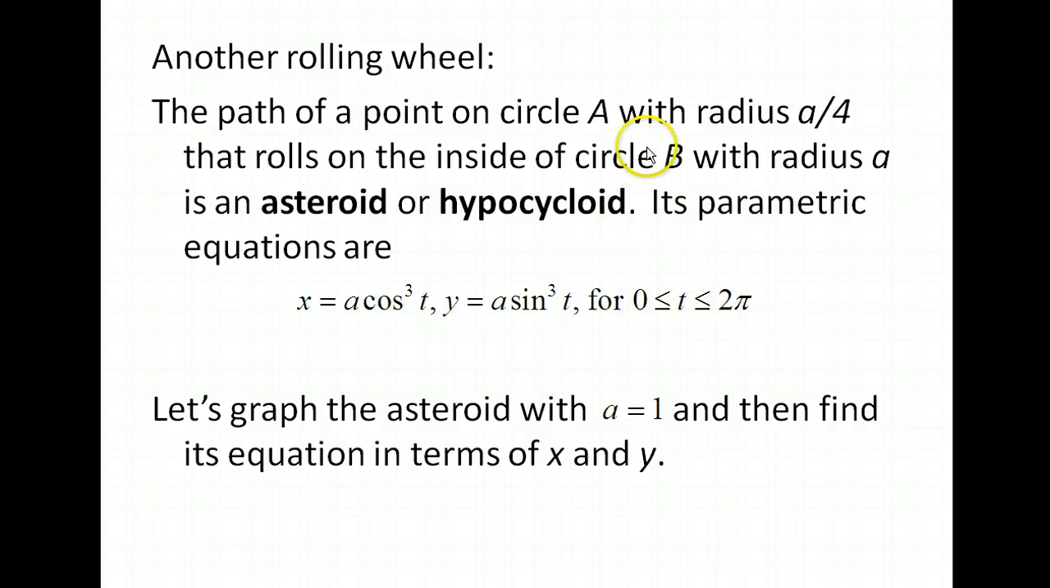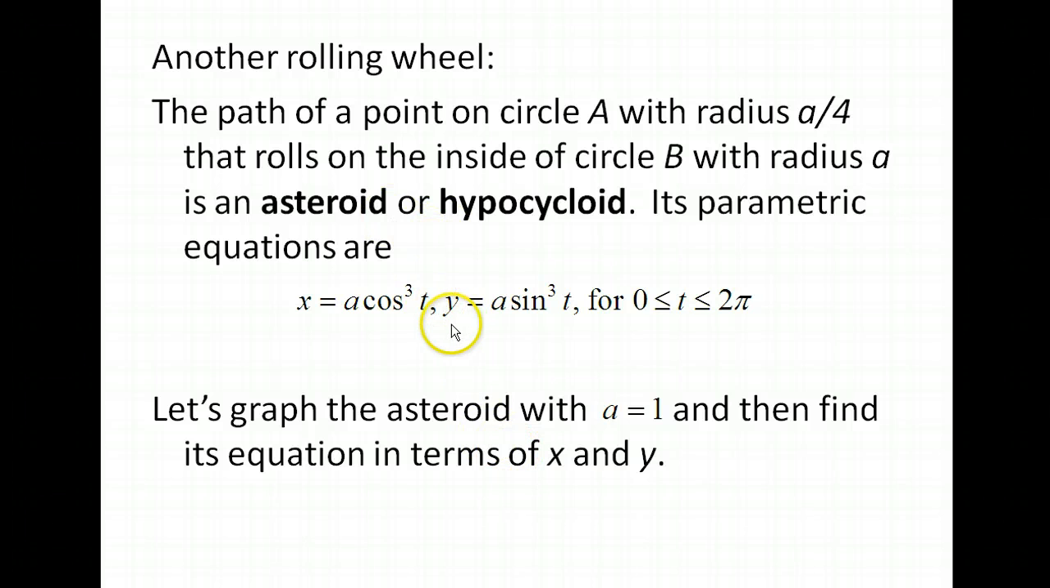Now this sounds a little bit confusing in terms of what the action is that's actually generating the path of the point, right? You're talking about two circles, one rolling on the inside of another, and we've got this relationship between the radii. So let's see if we can generate a picture of this asteroid with a certain value of a. Remember, we've observed this value of a before when we constructed the parametric equations for a circle, right? We noticed that this a had an effect on the radius of the circle we were considering. So we're probably guessing that that a also has the same kind of effect in this problem. So let's graph it, and then we'll see if we can come up with the equation in terms of x and y.